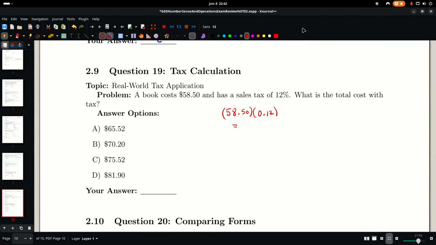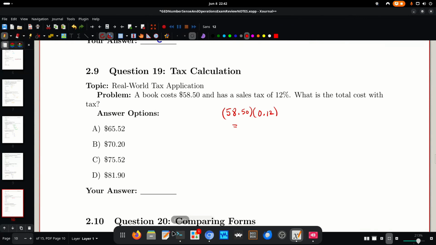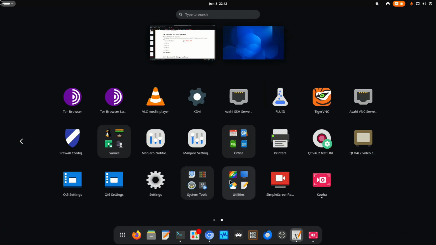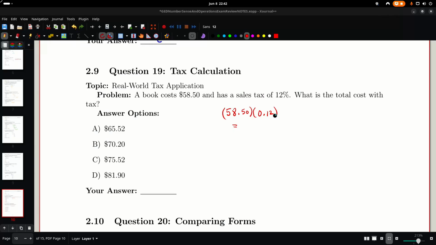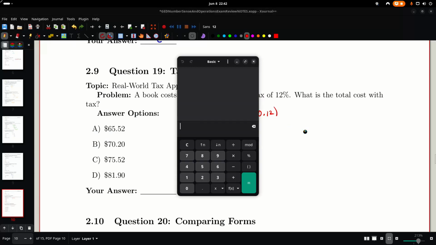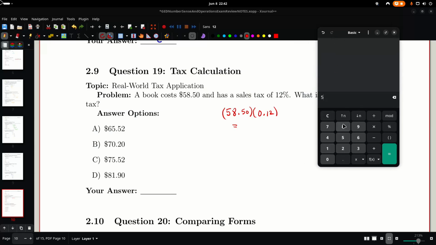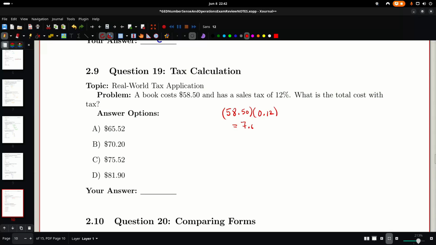And so using our calculator, I'm just going to go over here and bring up my calculator again. And let's see, utilities, calculator. So I've got 58.50, and then times 0.12, and I get 7.02.